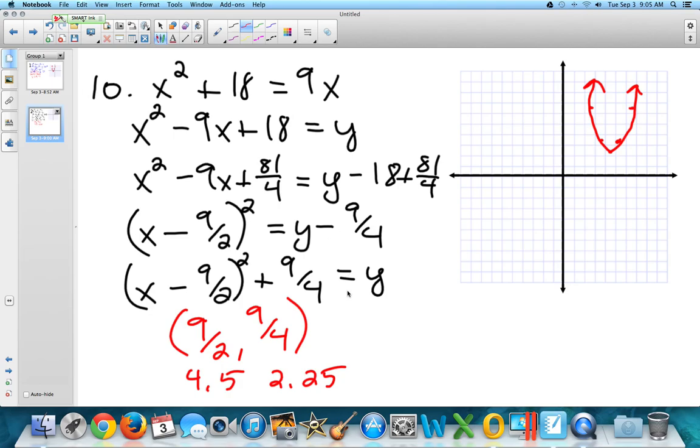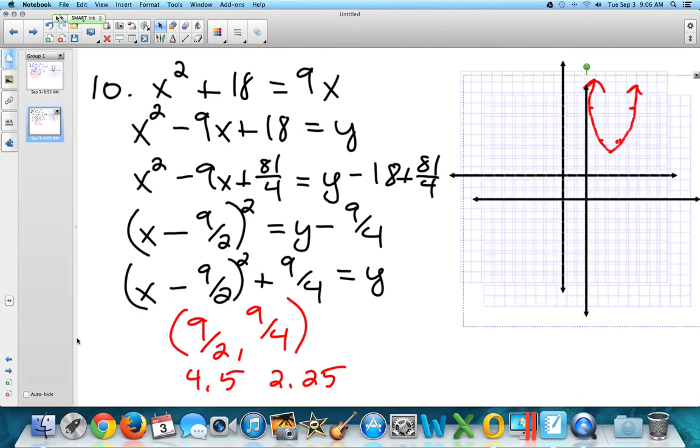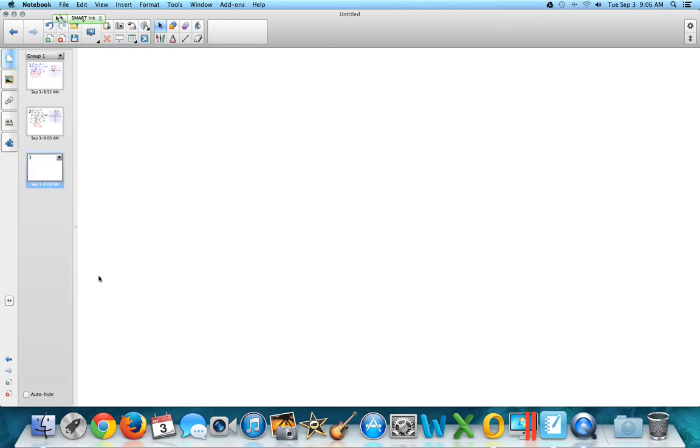So there is how to graph a parabola by completing the square again. Let's do one more example. I'm going to try to pick something with a leading coefficient so that you can see what happens in that case. I'm going to go a little bit slower this time. Hopefully things will go better. So far they're going more smoothly.